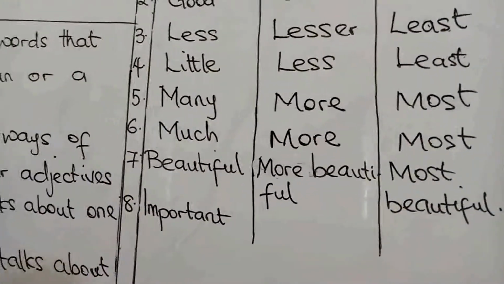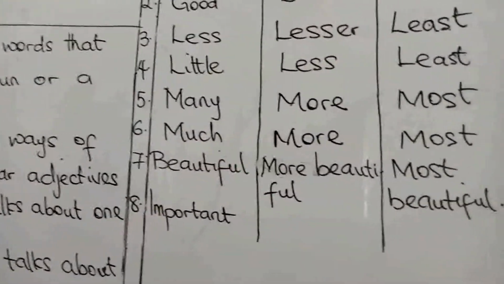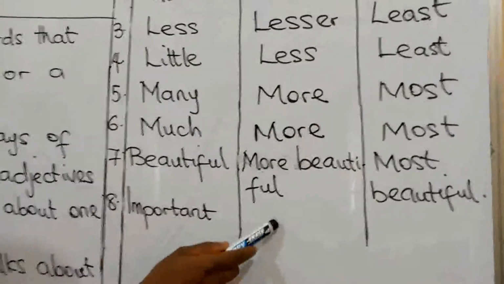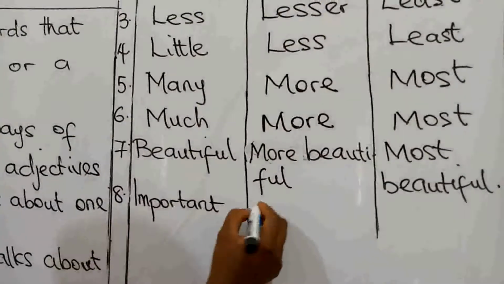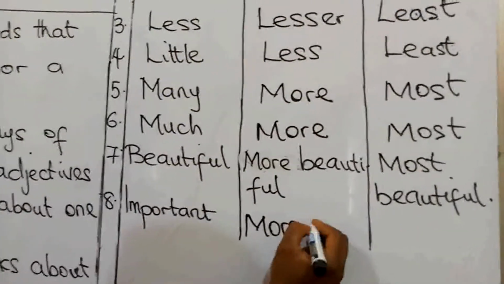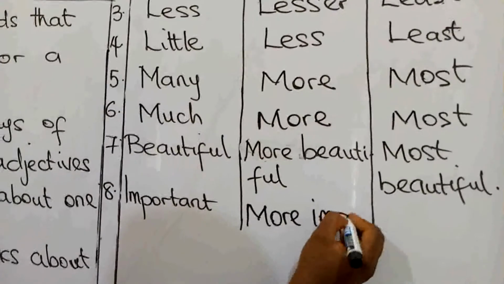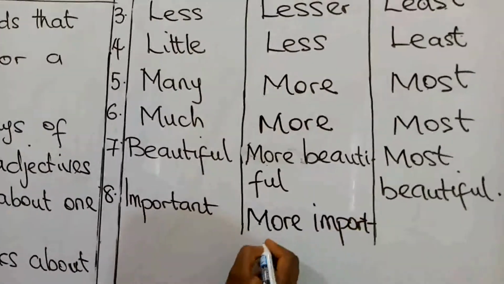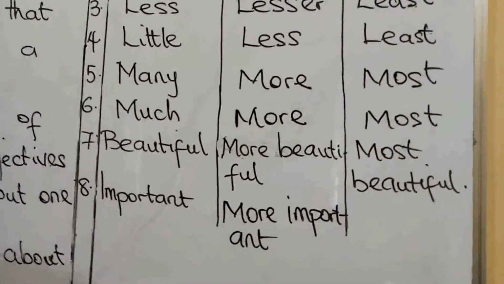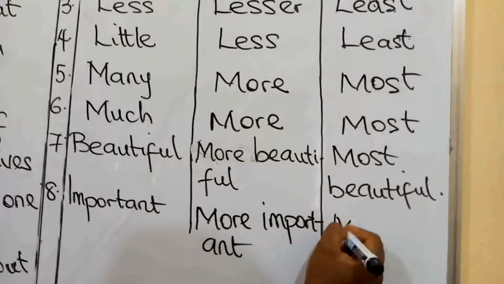Now number 8, which is the last, we have important. What will be in the comparative? More important. I have more important things to do. Important. Then what will be in the superlative? Most important.